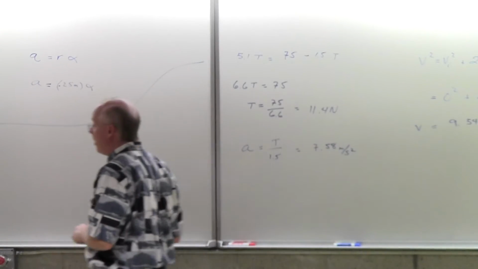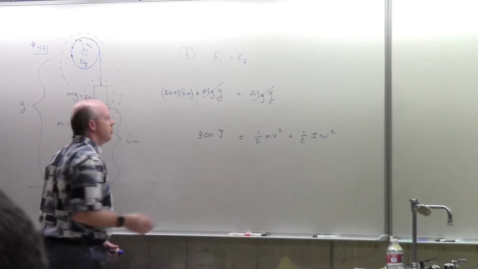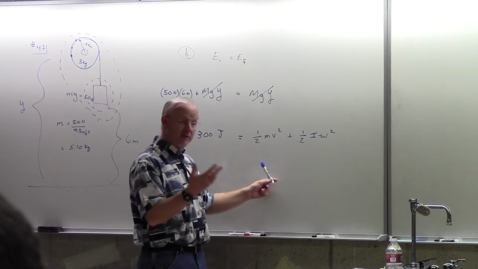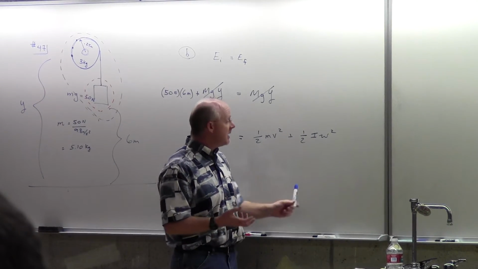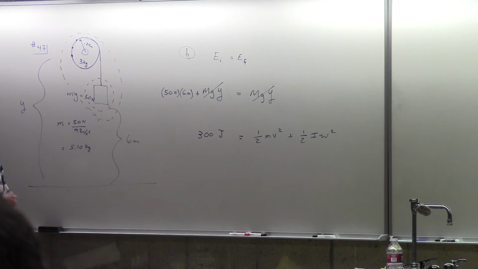And so there is the crux of the problem in B. Where does that 300 joules of energy go? Some of it goes to translational motion of the little hanging weight. Some of it goes to the spinning disk.